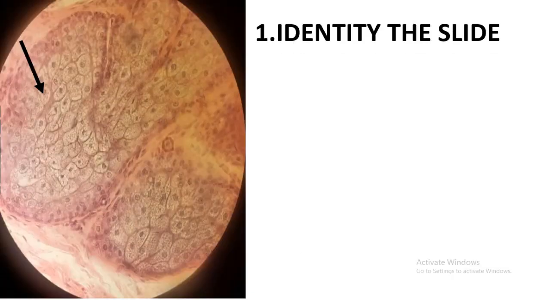So this slide, the first question is identify the slide. If you look at this slide, these are just a cluster of cells, and this cluster of cells has prominent nucleus. So this is just the sebaceous gland. This sebaceous gland was simply gotten from the skin. This slide is coming from the skin, and specifically, you can talk about the scalp. So this slide was literally gotten from the scalp.